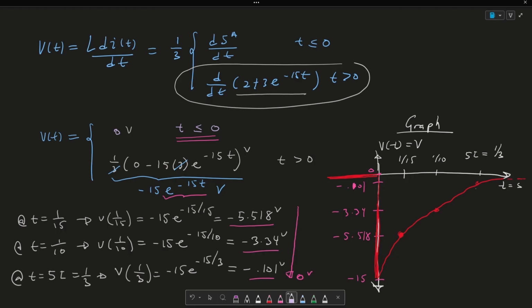Now, in this situation, this is going to be my transient state. And essentially here is going to be my steady state.